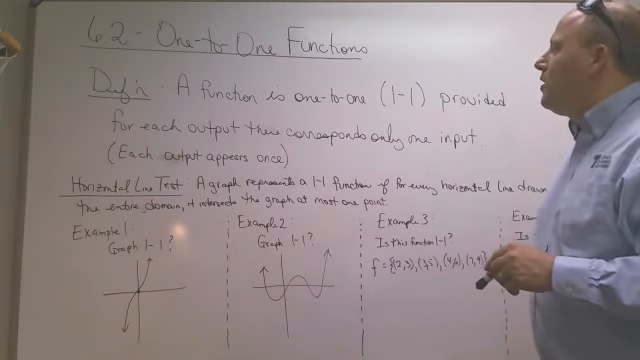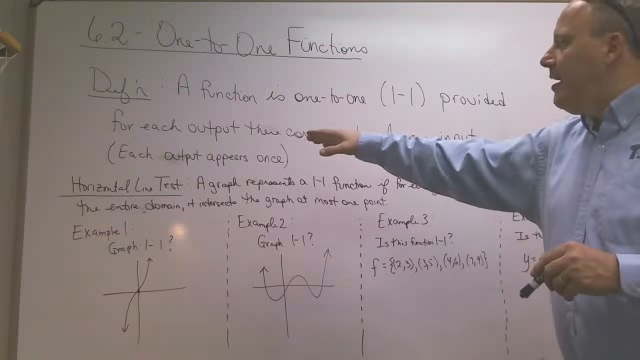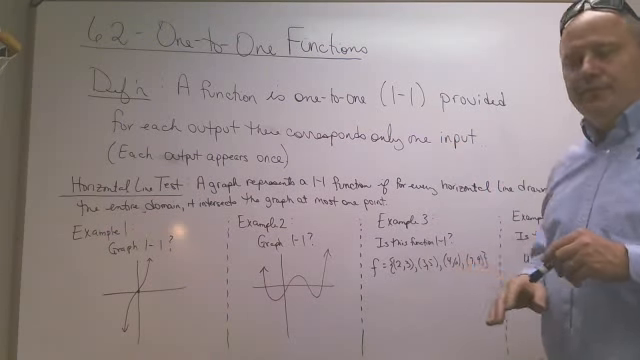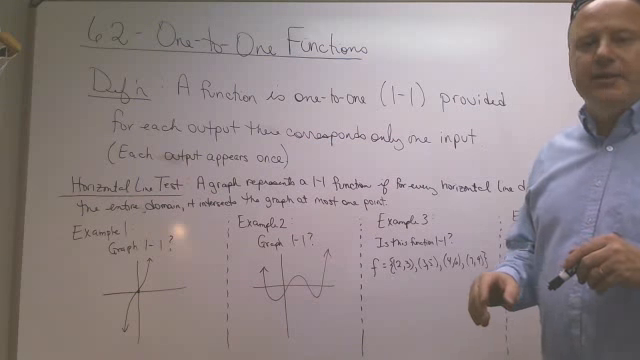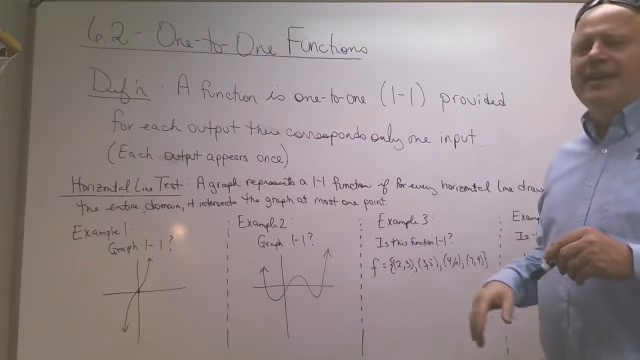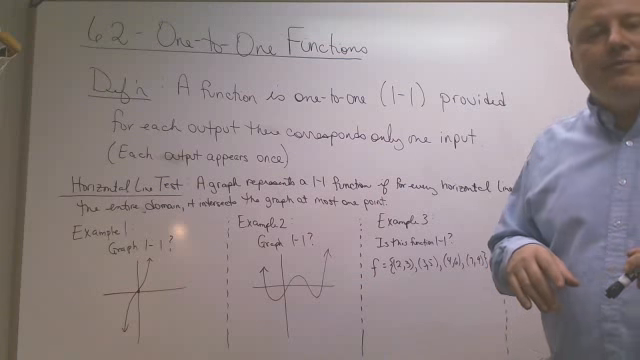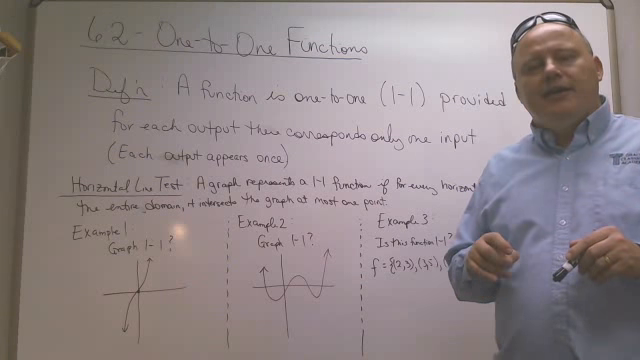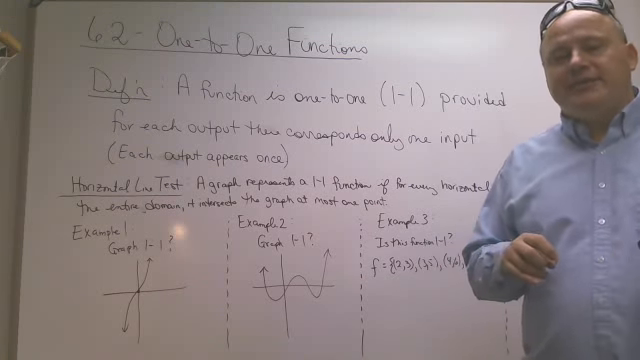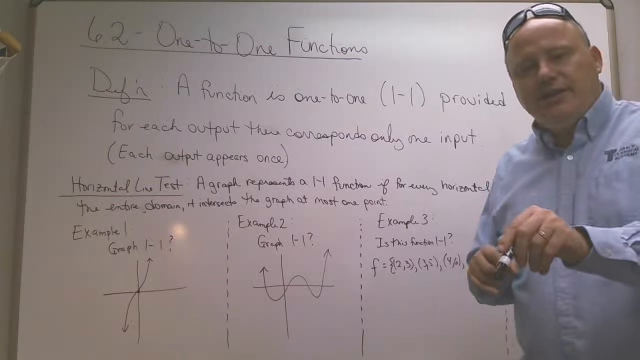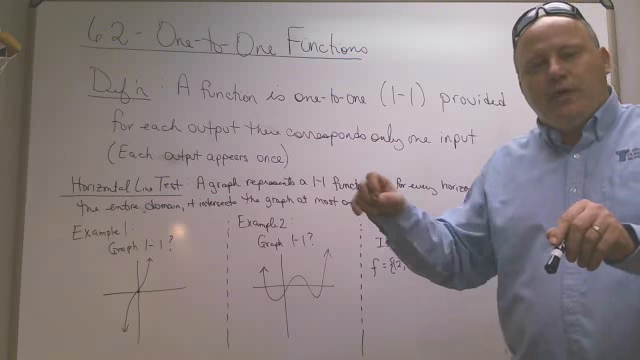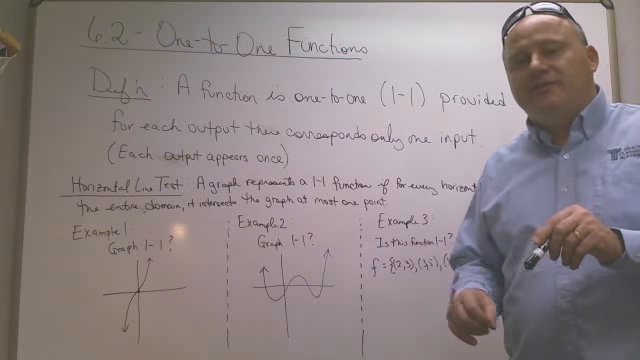A function is one-to-one, provided for each output there corresponds only one input. Each output appears once. The actual definition probably looks a little familiar to you, because the definition of a function is that for each x there's only one y. If you put something into a machine, it can only give you one output. But that's the definition of a function.